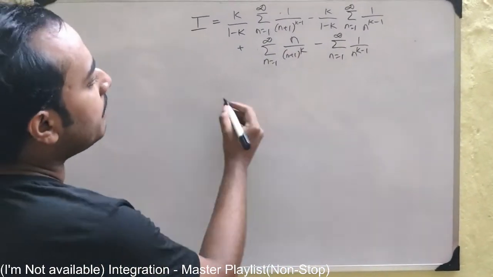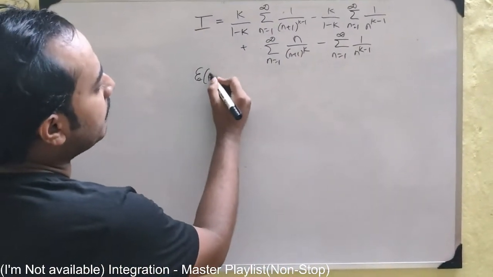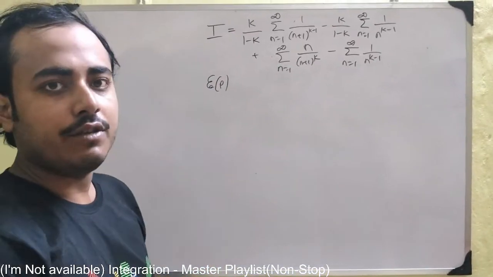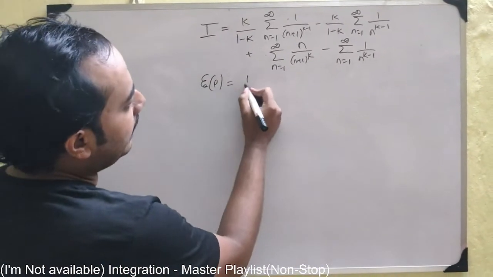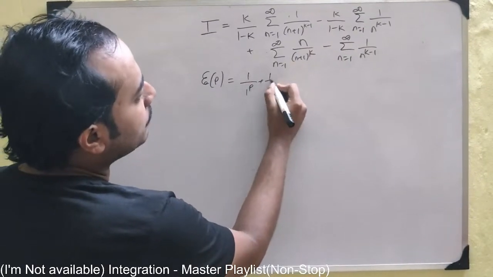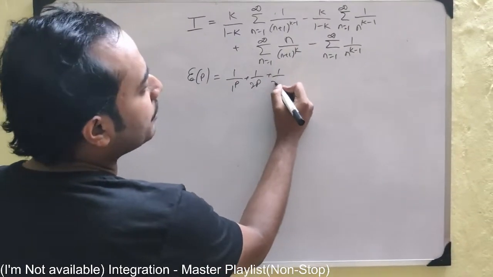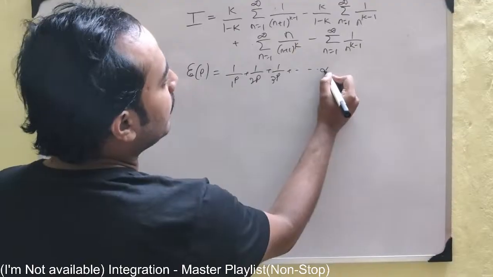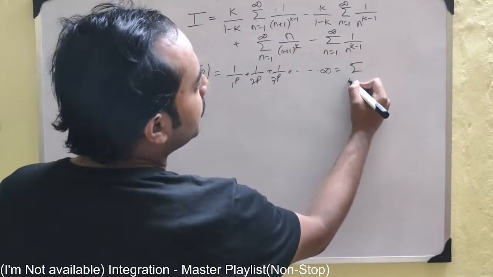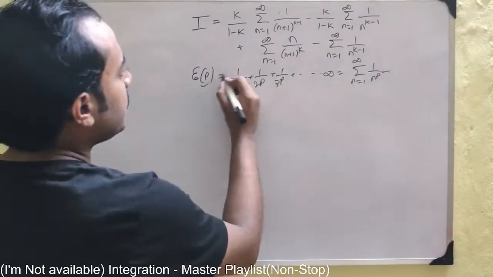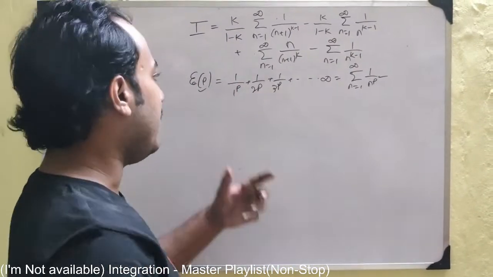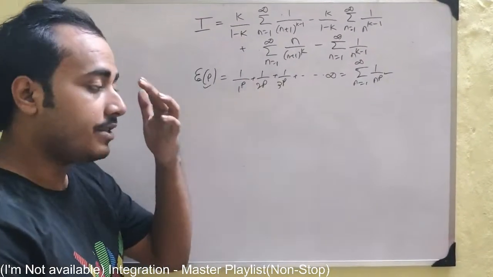Before starting this, remember that zeta of p is a number. This is called a zeta function, which is the Riemann zeta function. There are other zeta functions as well. This is defined like this: 1 by 1 to the power p plus 1 by 2 to the power p plus 1 by 3 to the power p, and all the way up to infinity. And in short, in summation notation, you can write this as the summation n equals 1 to infinity 1 by n to the power p. So this is a standard function, and all even values and almost all odd values of zeta functions are known.